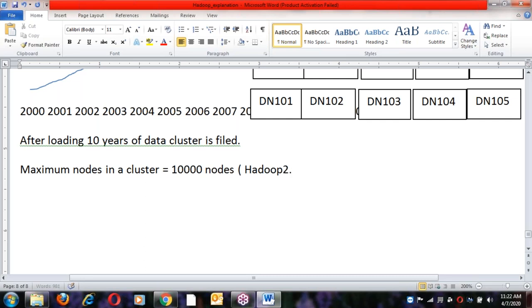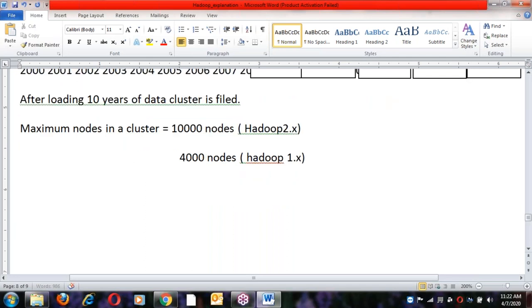This is for Hadoop 2.x version. In the 1.x version, it's only 4,000 nodes. This is in the Hadoop 1.x version. I worked with both versions; my work started with the 1.x version. Around 2013, 10,000 nodes were successfully supported. We can add up to 10,000 nodes.